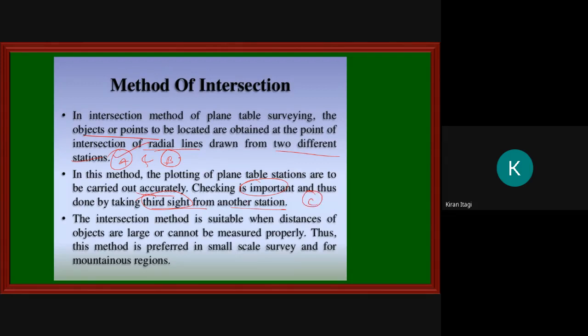Here, we have shifted to stations A and B, but we can cross check it by shifting to another station C. The intersection method is suitable when the distances of the objects are large or cannot be measured properly. Thus, the method is preferred in small scale surveys and for mountain ranges. As I said, when you are not able to take the distance from one station to another station, we use the intersection method.